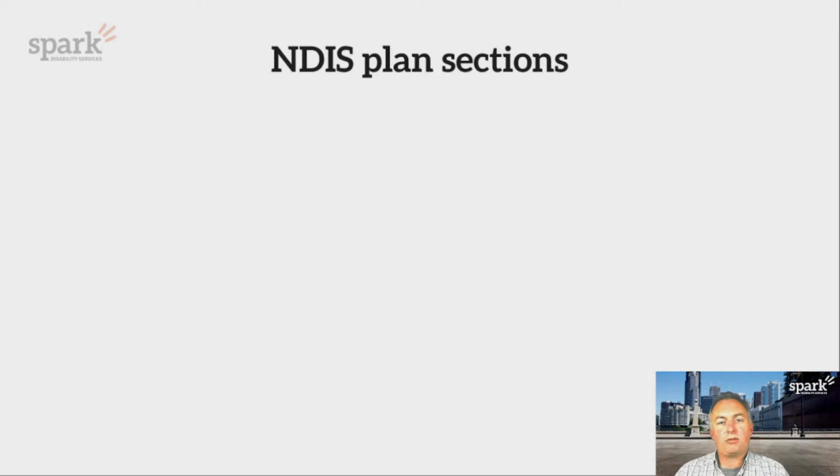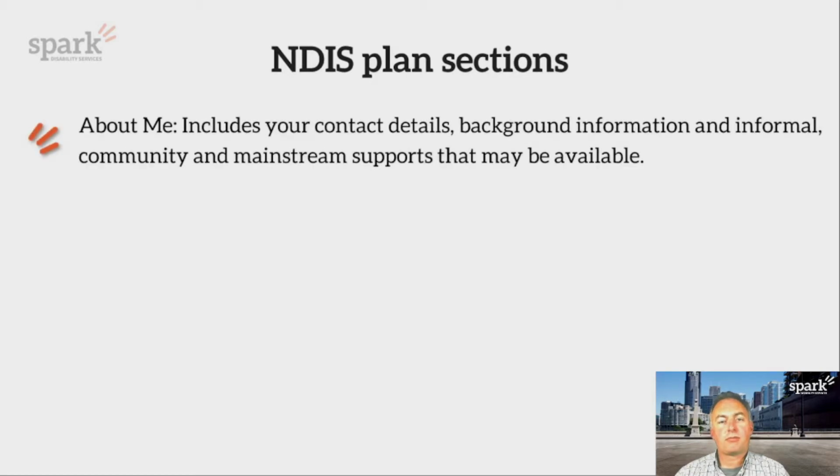NDIS plans include 3 particular sections. The first of these sections is called the About Me section. Now, About Me includes personal information about the person at the center of the plan. For example, their contact details, their phone number, their address. It also includes some background information that the person chooses to share with the NDIS about their living situation, the people around them who support them, things that they do day to day and week to week.